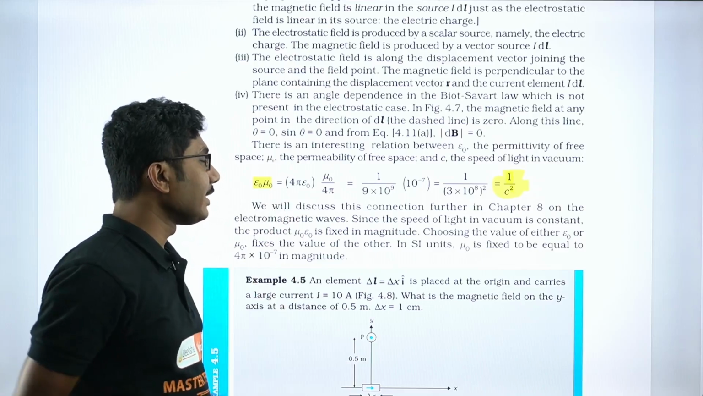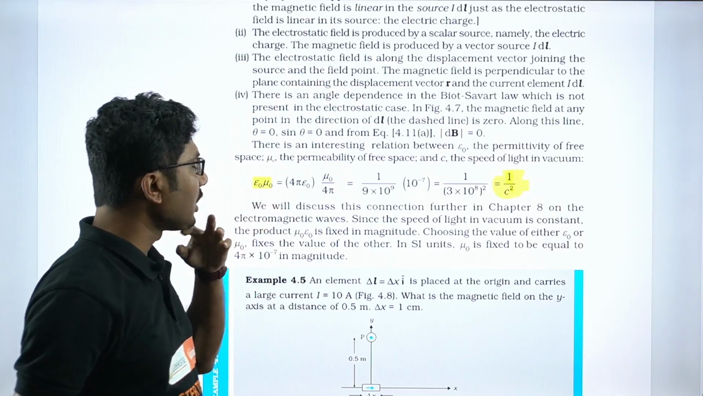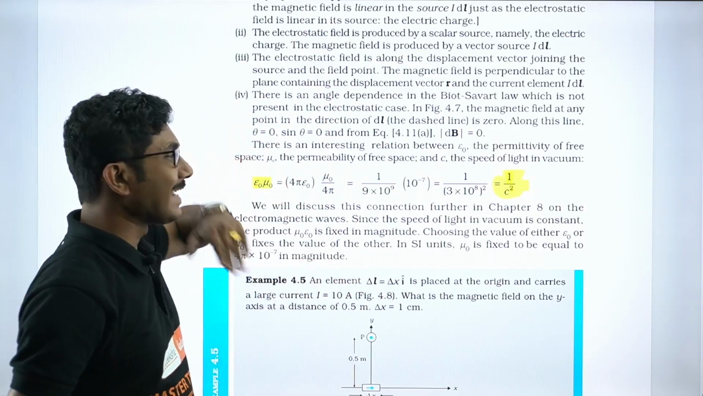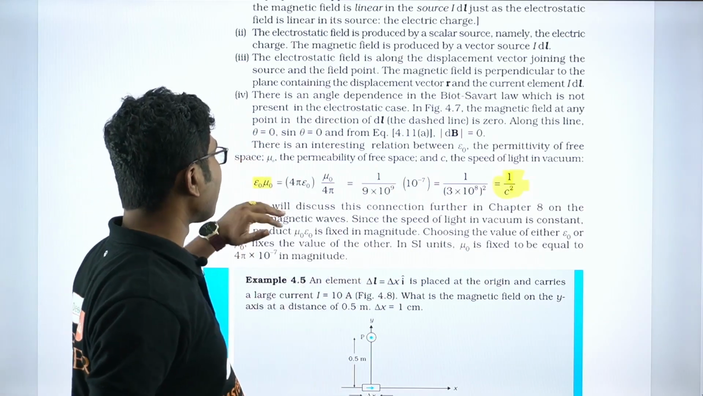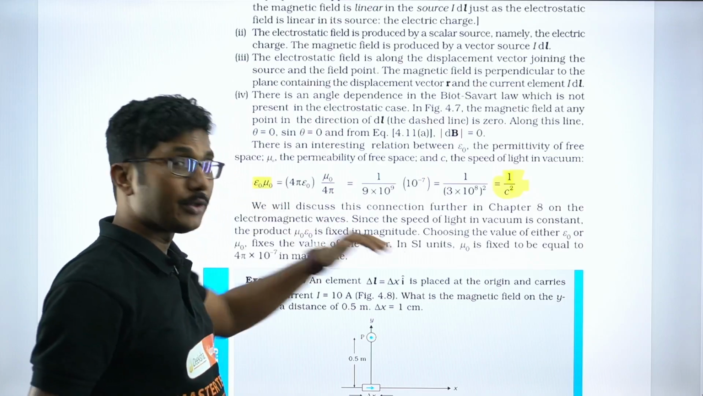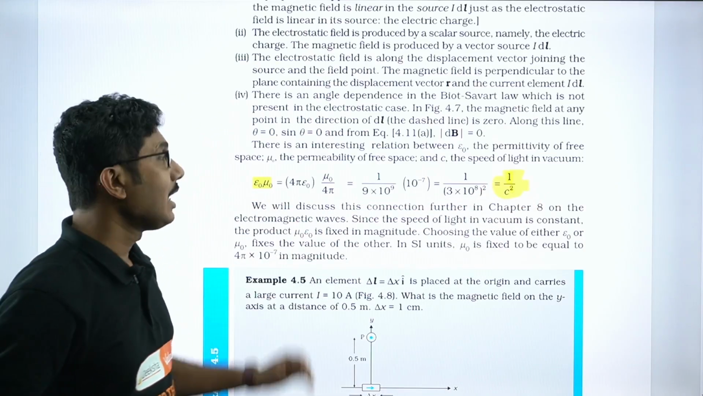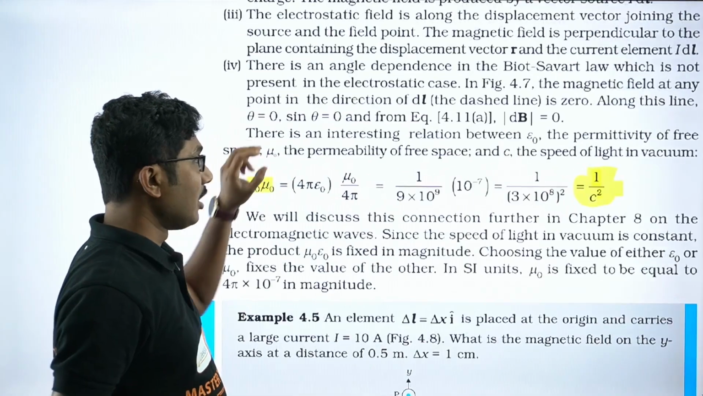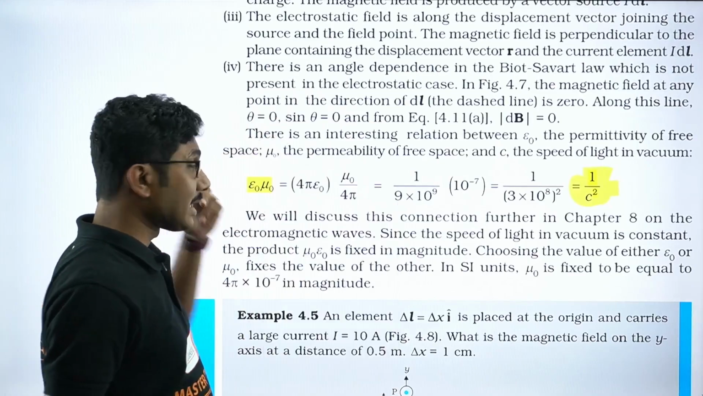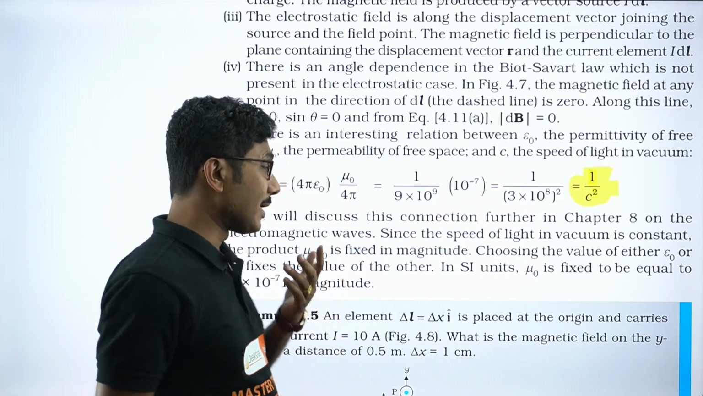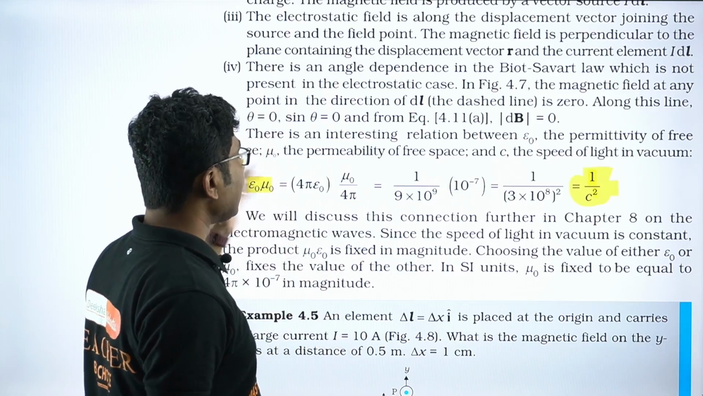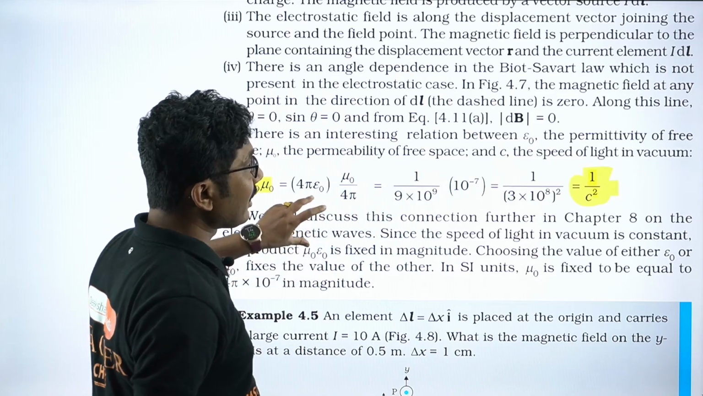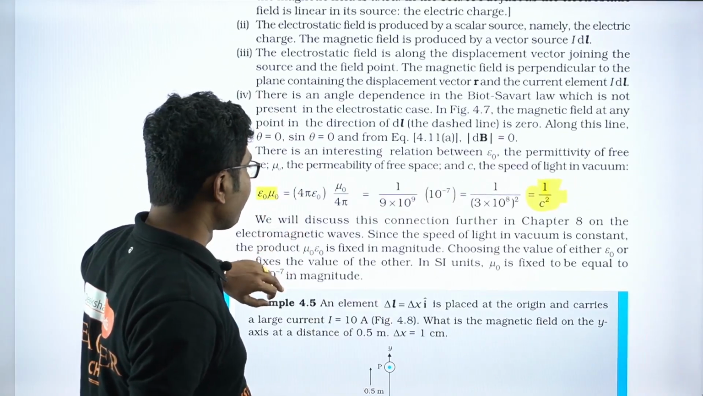Now there is an interesting relationship between epsilon naught and mu naught, that epsilon naught mu naught is equal to 1 by c square. We will see that again in the electromagnetic wave chapter, but for now we should remember that epsilon naught into mu naught is 1 by c square. This is important for competitive exams. This is important for your objective questions. For all purposes, this is a very important relationship. They might give you the values as well. Sometimes they might ask you what is c. Okay, so everything is important from this formula. Now let's move on.